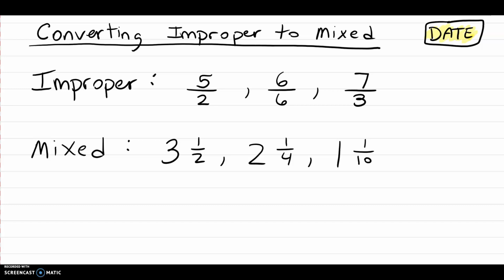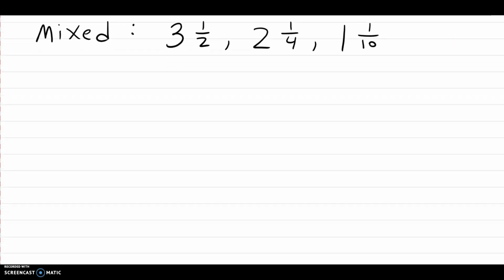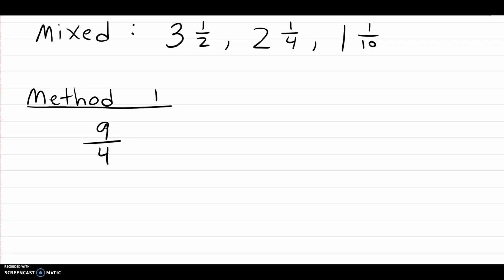So as a way that we can convert between the two methods, we looked at going from mixed to improper in the previous video. So in this video, we're going to go from improper to mixed. And again, there's going to be two methods that you can use to do these problems. So method one is going to be just breaking down the improper fraction. So let's say I gave you this improper fraction, 9/4, and I want to turn it into a mixed number.